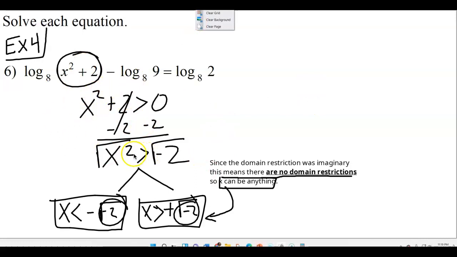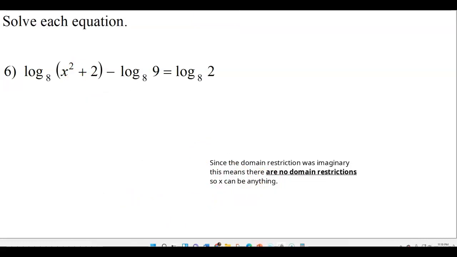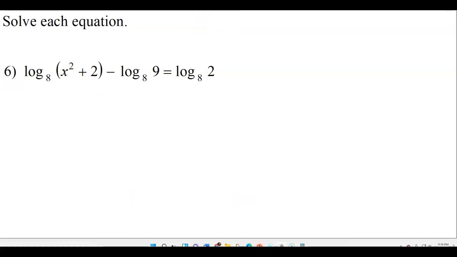So we saw 2 interesting things on this problem. One is that when you solve an inequality with a square root, you get a plus and a minus answer. And the one that's minus, you flip the arrow. The other thing that we saw is that if you ever take the square root of a negative, you get imaginary. That means there are no domain restrictions, so x can be anything. All right, so we don't really need to worry about the domain, writing it down, because there are no domain restrictions here, so x can be anything.